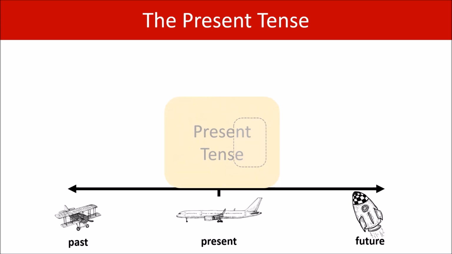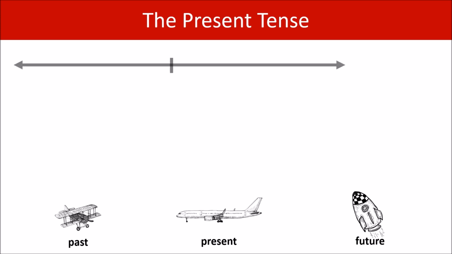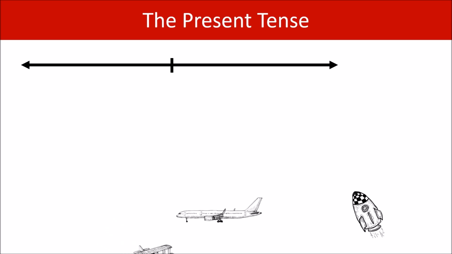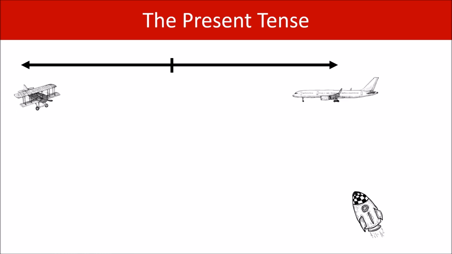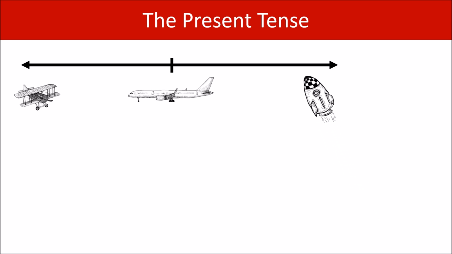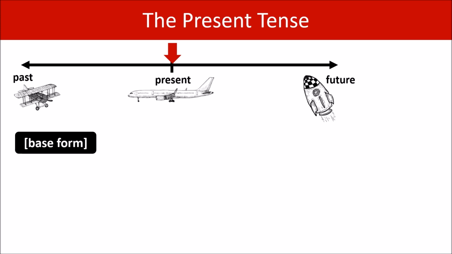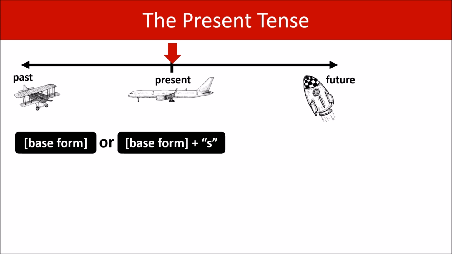Okay, let's move our timeline to the top to give ourselves a bit more space. Okay, here is an activity that has taken place in the present, as shown by the red arrow. To describe this activity, we use the following construction: the base form of a verb or the base form of a verb plus s. The base form of a verb is the version that appears in the dictionary. Let's look at some examples.